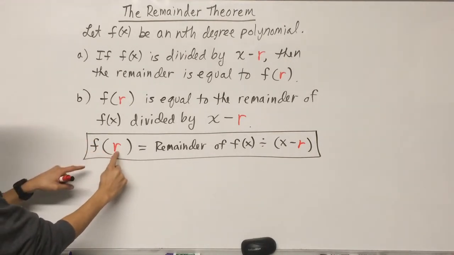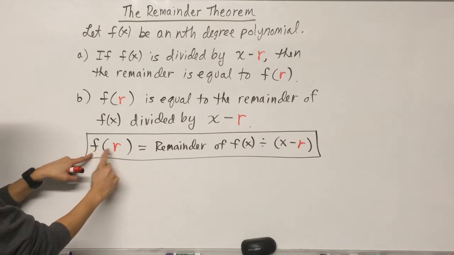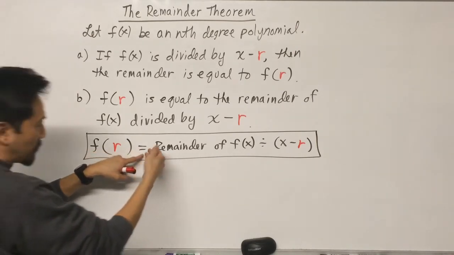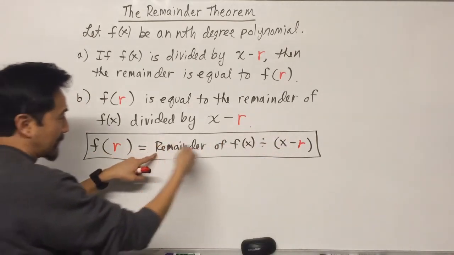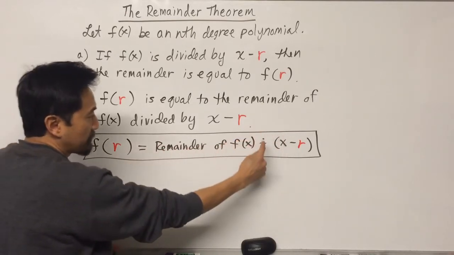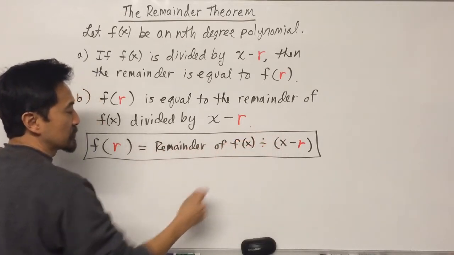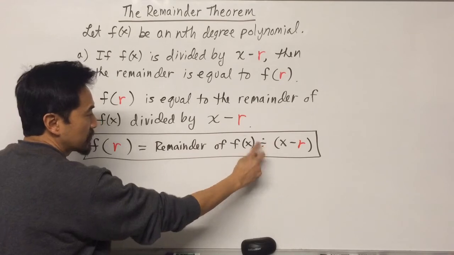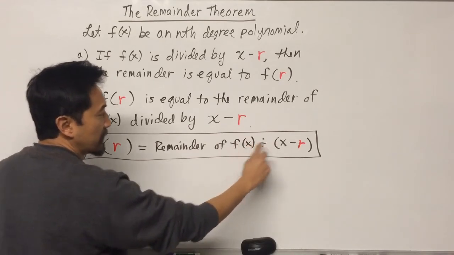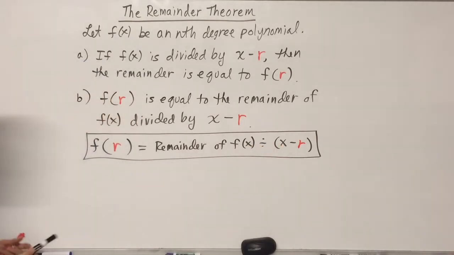So when you plug numbers into a polynomial function, we're going to want the outputs. And the outputs will be computed by performing a synthetic division between our polynomial f and x minus r. Okay? So let's do an example.